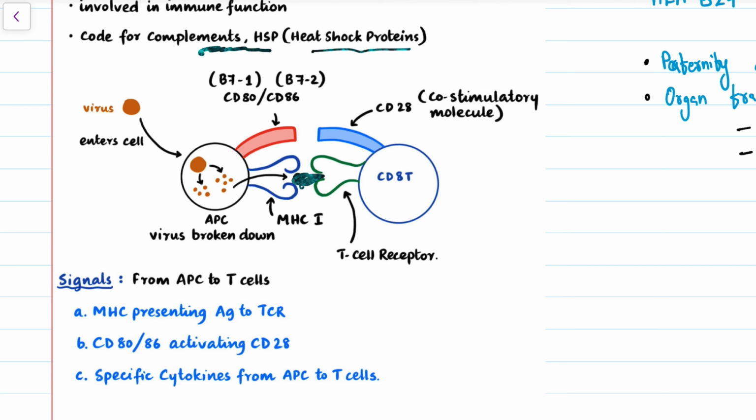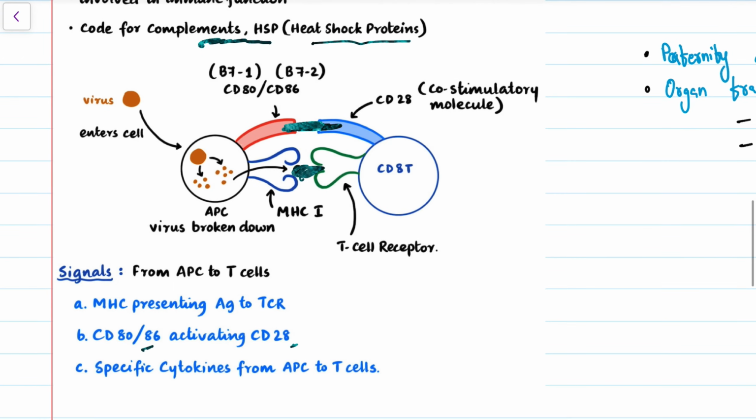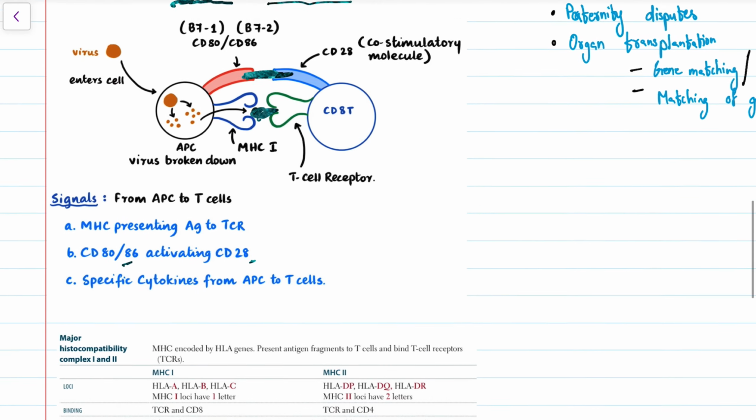But before that, as you know, T cells are really cautious. So they'll have one checkup also, that is between the CD28 and the CD80 or CD86. These two bind together, and then it will confirm that, okay, this is good to go. And then specific cytokines from the APC are sent to the T cells, which add on and break down the antigen even faster.